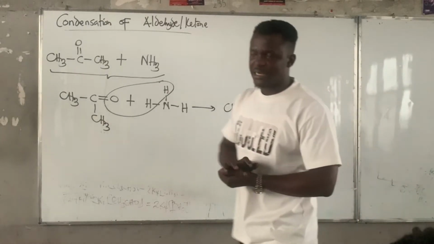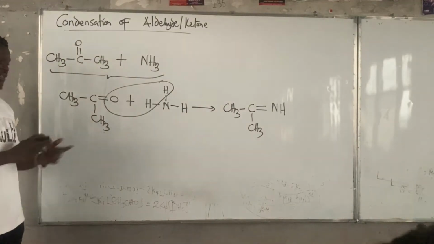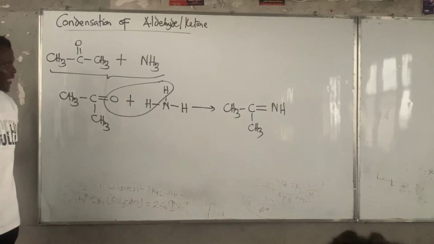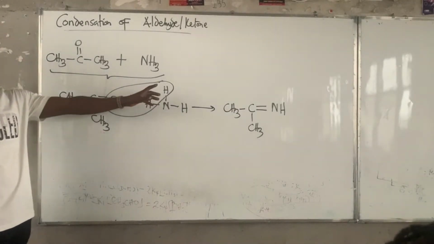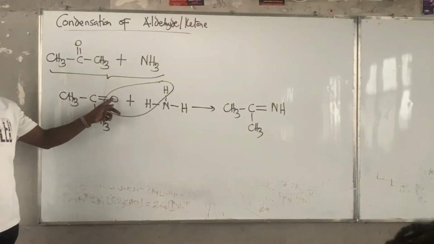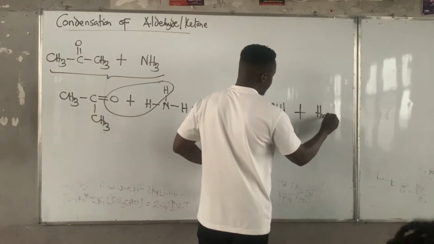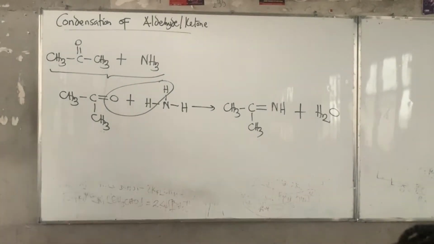So we need to understand it before we start talking about how to name them. The name is not really that important as far as you are concerned. I'm going to show you how you can name it. So basically, take 2 hydrogen from the reagent and take 1 oxygen from either the aldehyde or the ketone, and form water. And then join the remaining parts together.